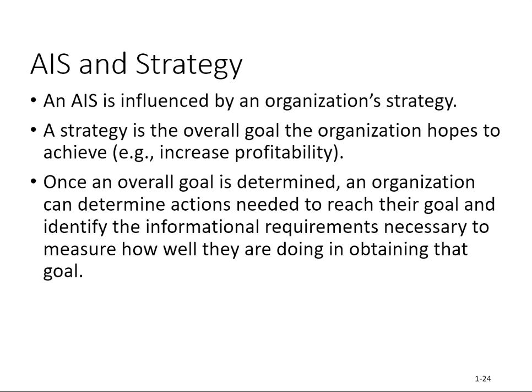Also, let's talk about AIS and strategies. An accounting information system is influenced by an organization's strategy. A strategy is the overall goal the organization hopes to achieve. For example, increasing profitability could be one of the strategies. Once the overall goal is determined, organizations can determine actions needed to reach their goal and identify the information requirements necessary to measure how well they are doing in obtaining that goal.